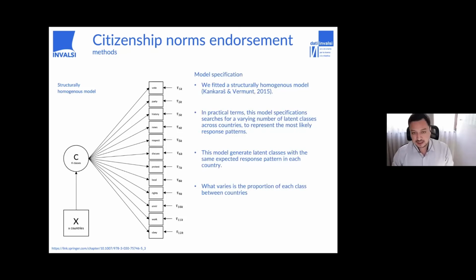Firstly, just a brief overview of what we're doing. This model is often called the structurally homogeneous model, described by Kankaraš and Vermunt. In practical terms, this model searches for a varying number of latent classes across countries to represent the most likely response patterns. This model generates latent classes with the same expected response pattern in each country. And what varies through the inclusion of the fixed effect of the countries is the proportion of students in each class between countries.